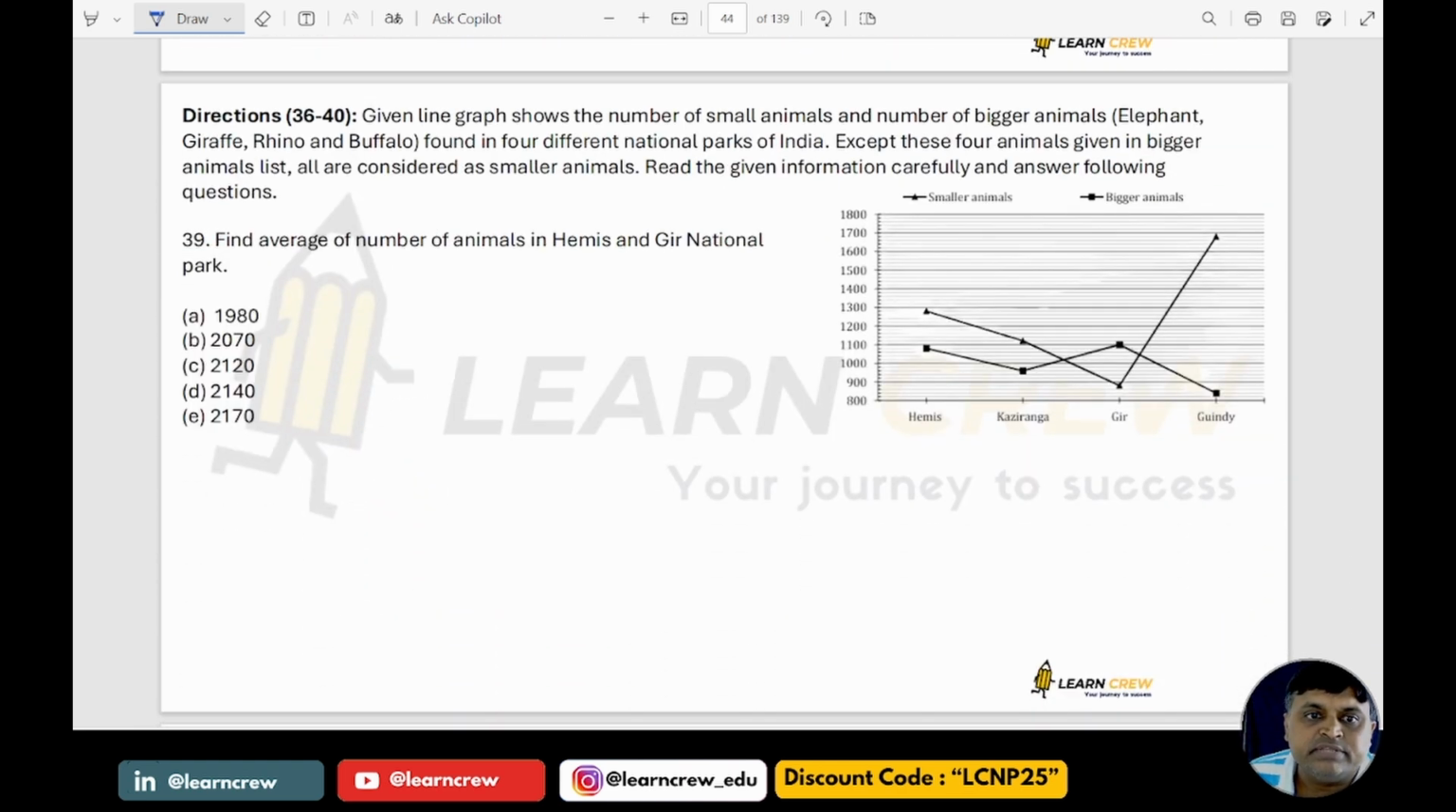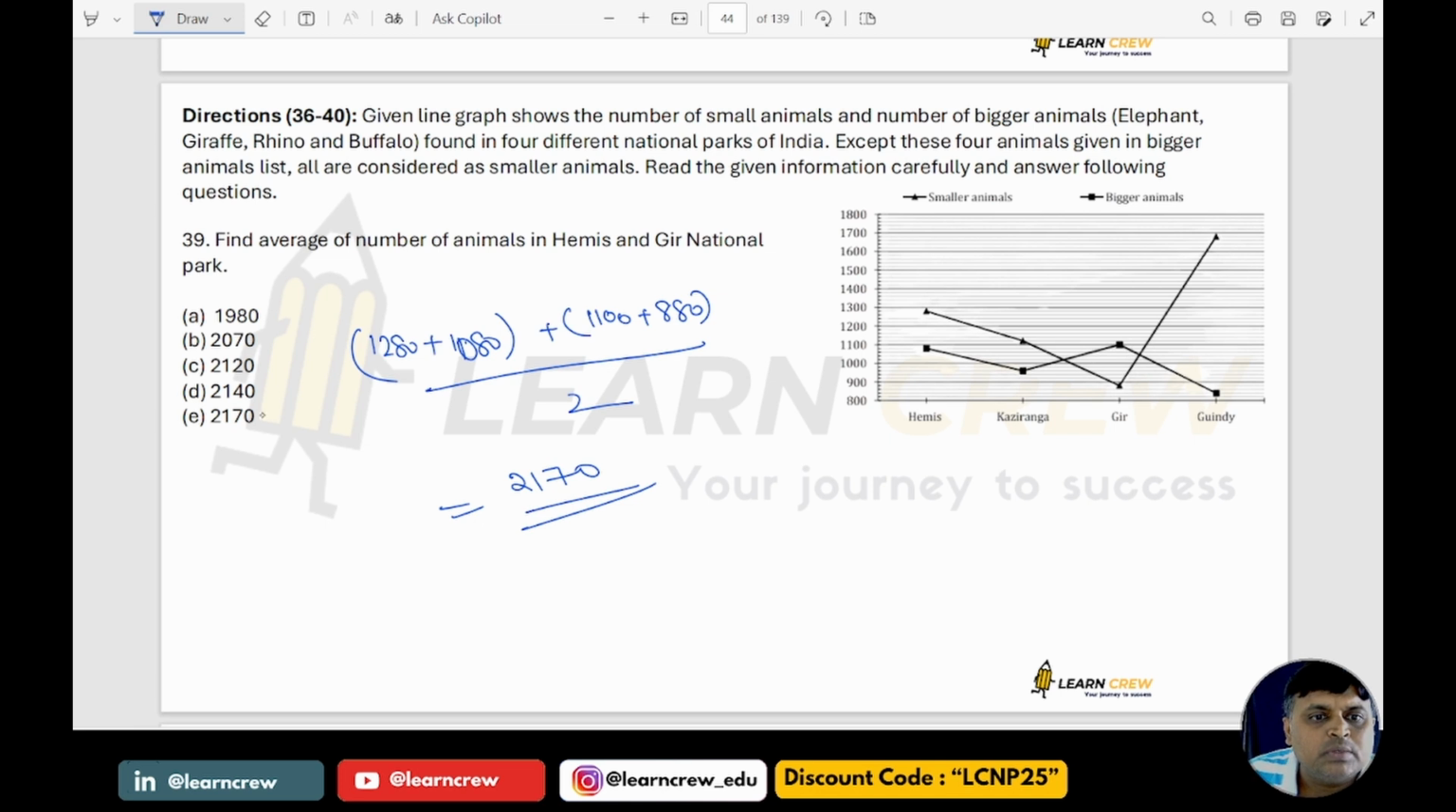Now next, find the average number of animals in Hemis and Gir National Park. So bigger and smaller, you have to take 1280 plus 1080. This is Hemis. And Gir National Park, it is 1100 and 880. We have to take the average. So how much are you going to get? It is total 4340 divided by 2. So how much are we going to get? 2170.